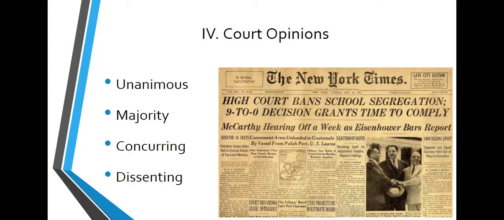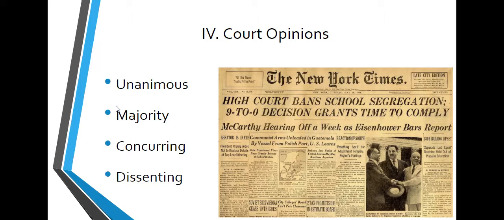All 9 justices agreed. There are some reports that the Chief Justice at the time, Earl Warren, did a little bit of arm twisting to get a unanimous opinion. He really pushed to have all 9 justices agree, but that's okay. That happens behind closed doors as the justices search for a majority and try to come up with their opinion.